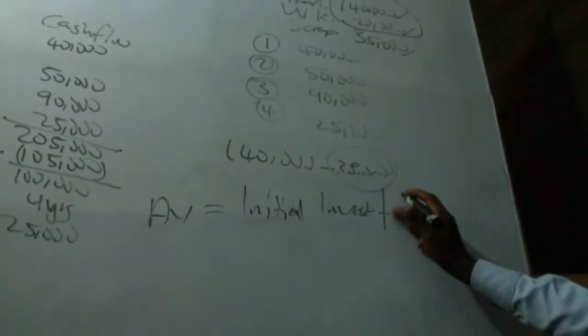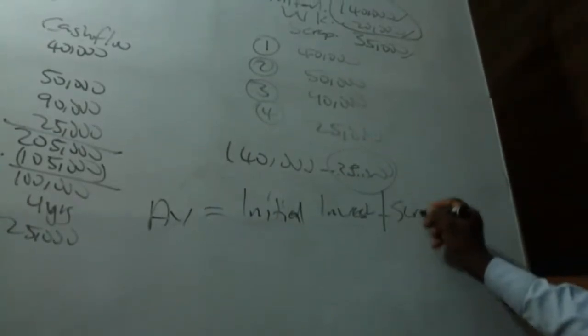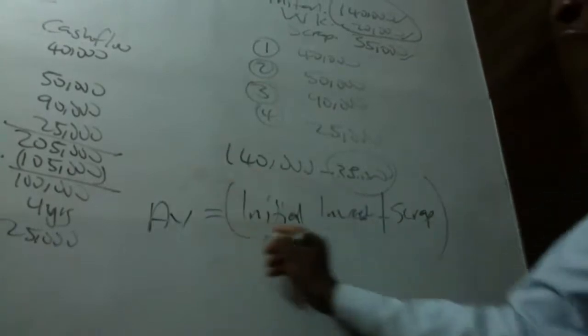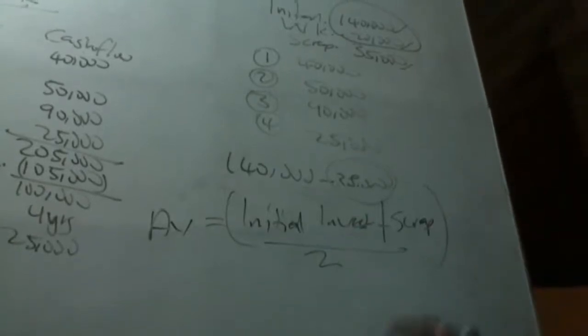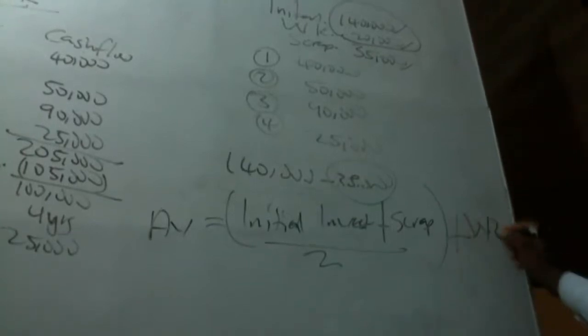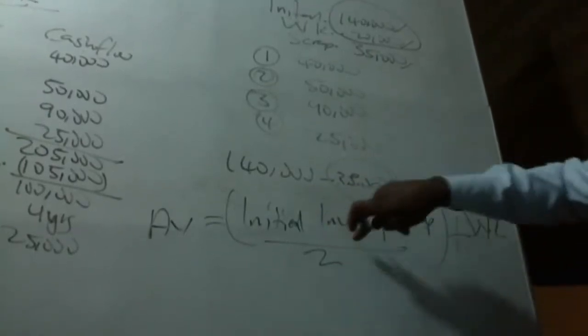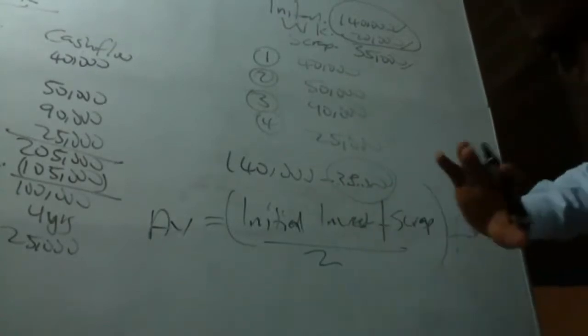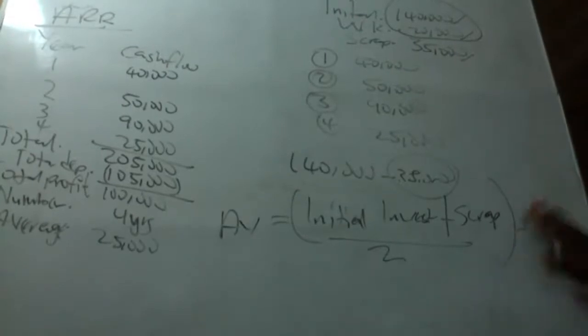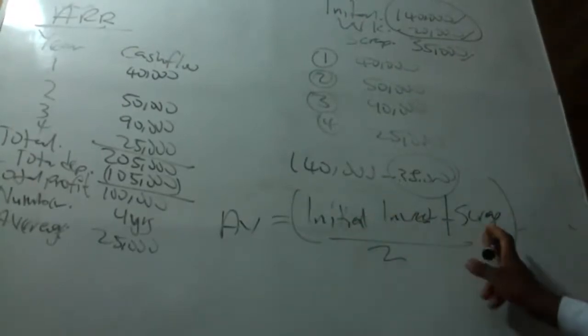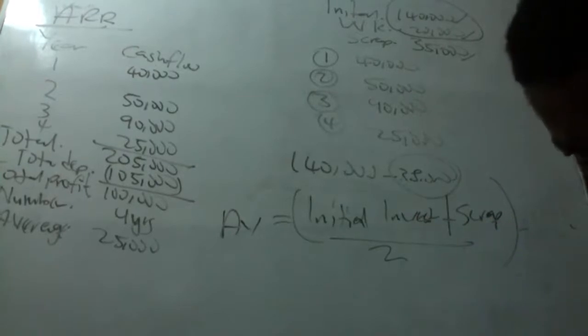So plus the scrap value, all of this divided by 2. And if there's any working capital in the question, add it to the final answer. So plus working capital. It's not that we should add the working capital before dividing by 2. Not at all. So take note. If there's no working capital, you just add the initial investment plus the scrap value. You are done.